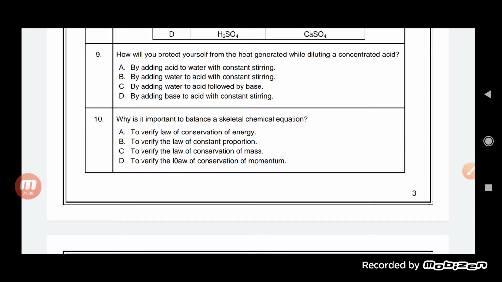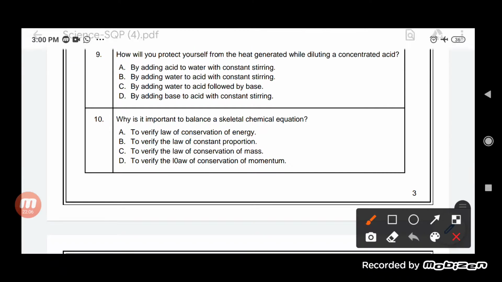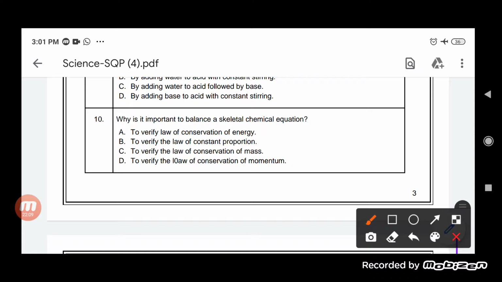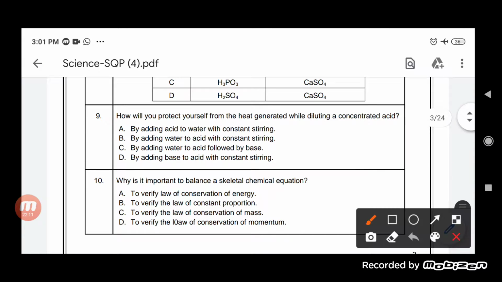Now see the B one also. By adding water to acid with a constant stirring? No, absolutely not. We must not add water to acid. By adding water to acid followed by base? No, that will make a neutralization reaction. By adding base to acid with constant stirring? No, this will not give the dilute one, but there will be the formation of a salt. So the correct answer is the first one, by adding acid to water with a constant stirring.